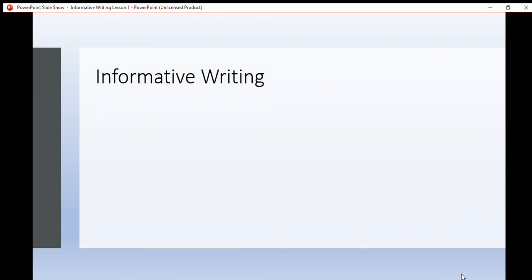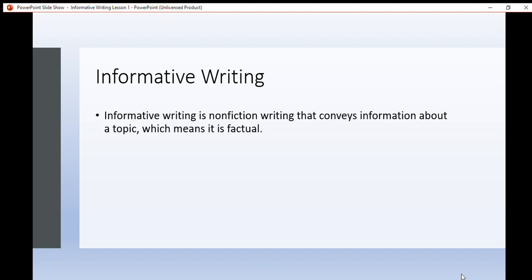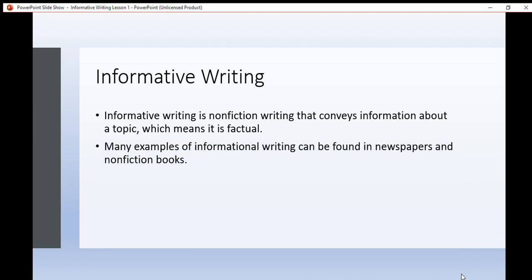So informative writing. Informative writing is nonfiction writing that conveys information about a topic. This means it is factual or real. Many examples of informational writing can be found in newspapers and nonfiction books.